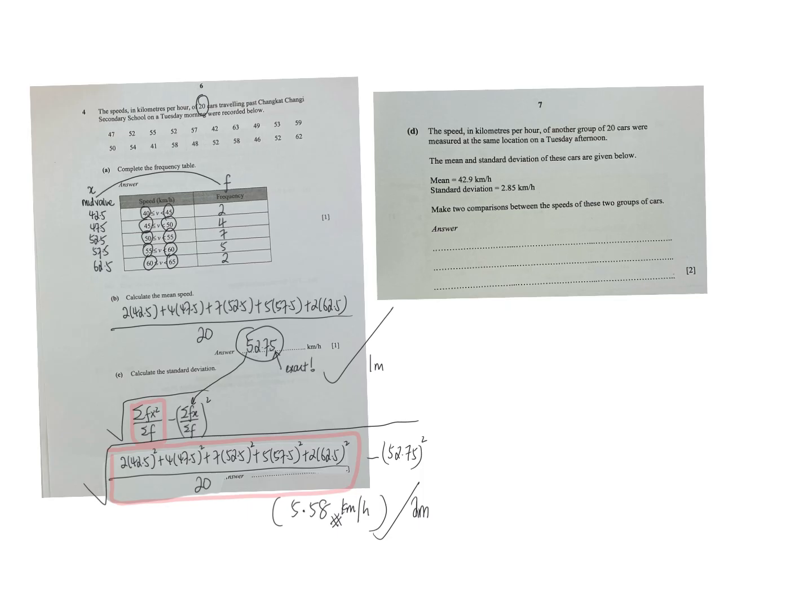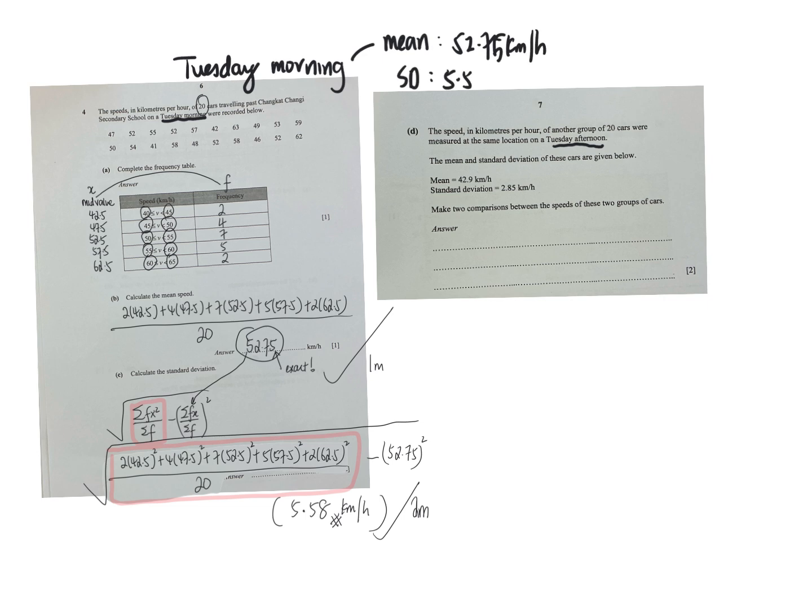Okay, this one is Tuesday morning. Tuesday morning. This one is Tuesday afternoon. So the speed, morning mean is 52.75 kilometer. The standard deviation is 5.58 kilometer per hour. But in the afternoon, it is this.